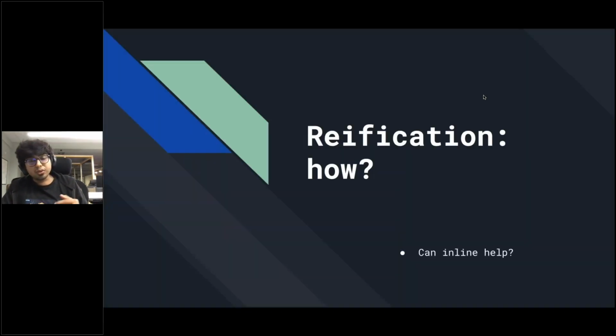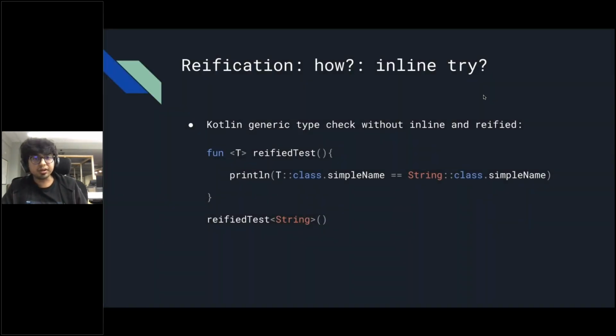Now taking this into the Kotlin world and seeing how the inline keyword helps here, we're going to take a very similar converted example for Kotlin. You have a function which takes a generic argument inside the angle brackets, and in the println function we're just going to take the class, find its simple name and compare it with string, and we'll call the reified function with angle bracket string. What do you think? Do you think this code will compile, or will it not compile?